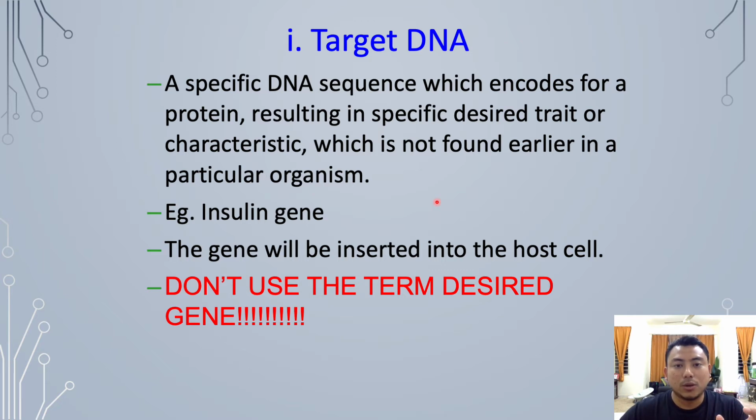Maksud dia macam ni. Contoh saya ada host. Contoh host tu adalah bakteria E. coli. So dalam bakteria E. coli ni tak ada genetik untuk insulin.